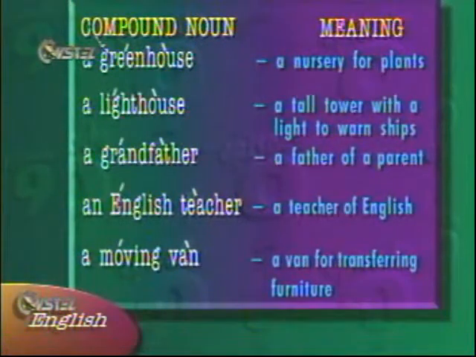A greenhouse is a nursery for plants. A lighthouse is a tall tower with a light to warn ships. A grandfather is a father of a parent. An English teacher is a teacher of English. And a moving van is a van for transferring furniture. On the other hand, the noun modification structures convey another set of meaning. Look at them once again.